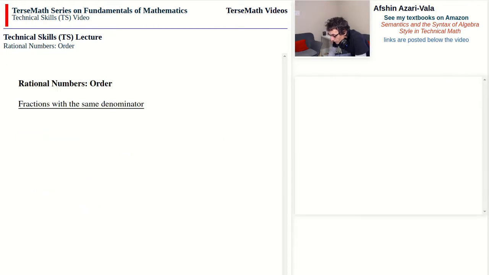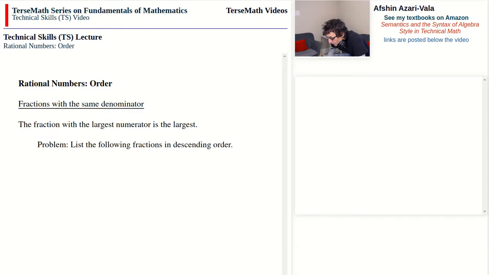Okay, next we look at fractions with the same denominators. So the bottom numbers are the same, but the numerators or the top numbers are different. And in this case, the fraction with the largest numerator is the largest. And again, to explain how, let's take a look at a problem. Let's say that we want to arrange the following fractions in descending order. So again, from largest to smallest. Now this time we have the same denominators and the top numbers are different.